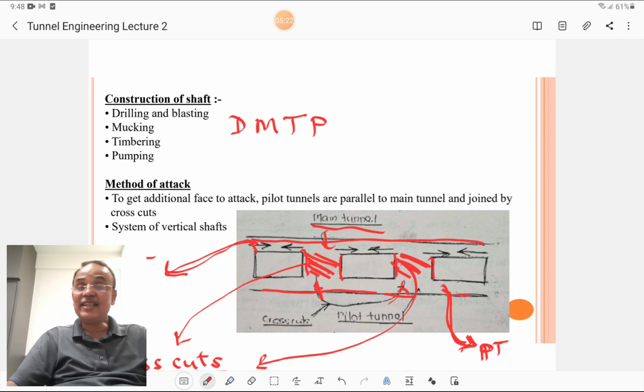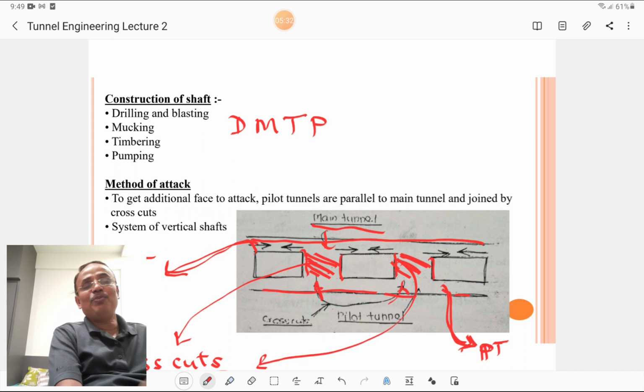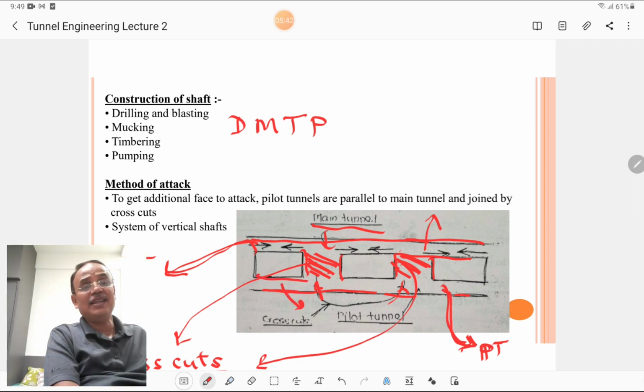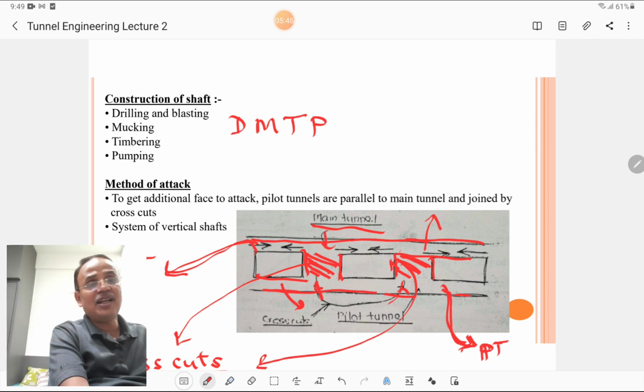If you want to attack the tunneling operation at several places as discussed earlier, we require the shaft also, and also we require the pilot tunnel. Please look at this figure. The top horizontal portion is the main tunnel, and the bottom horizontal portion is the pilot tunnel. Then the tunnels which are connecting the main tunnel and pilot tunnel are called cross cuts.